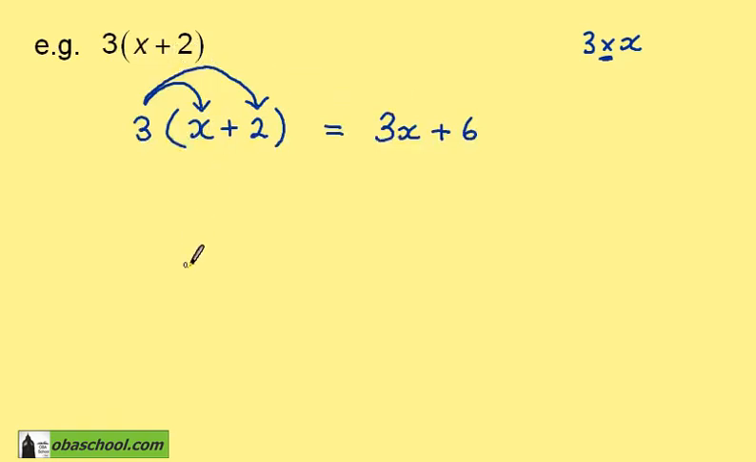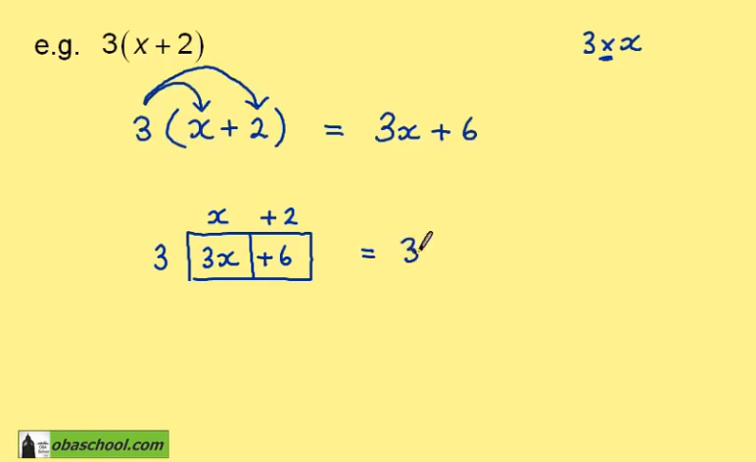We could do this using a grid method. If we use a grid, then we put the 3 in front of the grid, the x and the plus 2 on top. 3 times x is 3x. 3 times plus 2 is plus 6. So we get 3x plus 6.